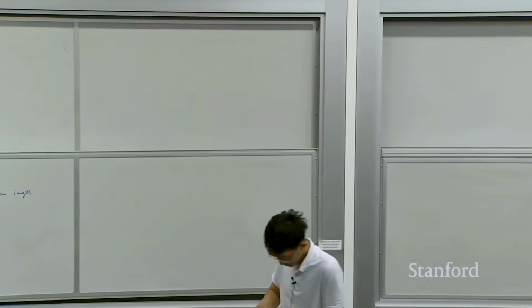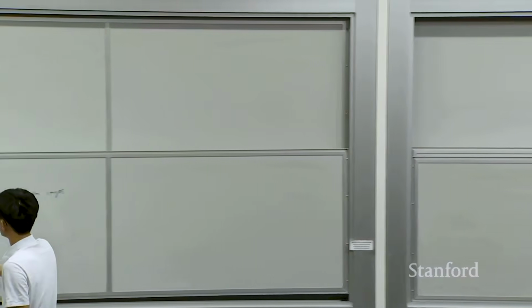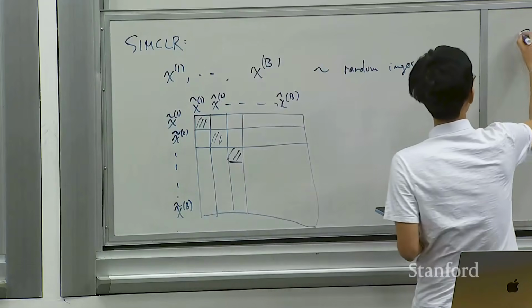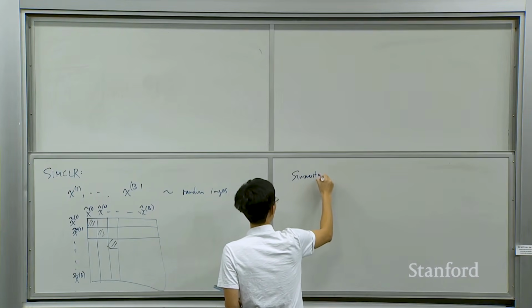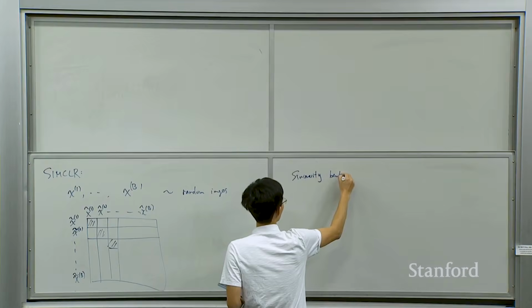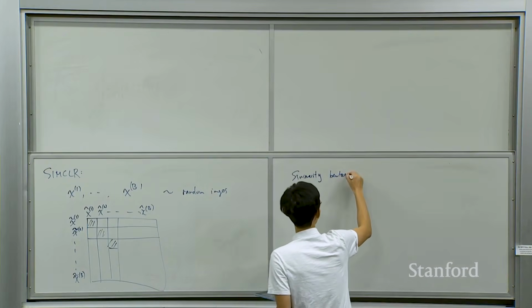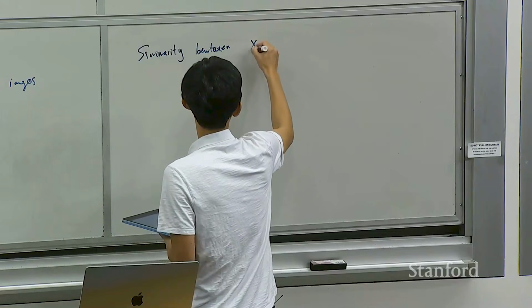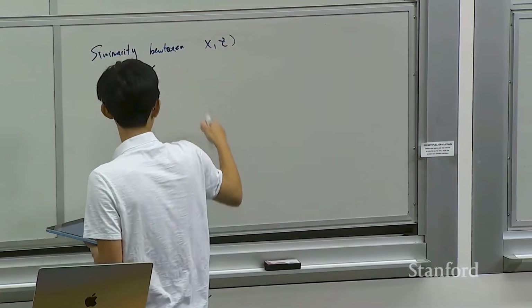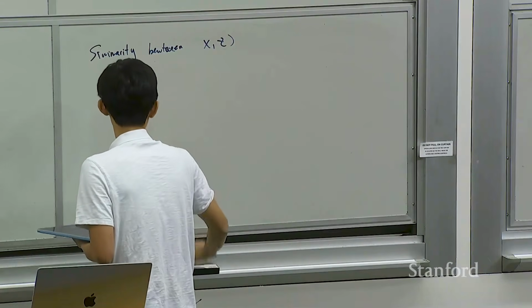So basically, you measure the similarity. The similarity will just be between two images. Suppose you have a similarity between X and Z, you just say the similarity is the inner product of the embeddings.